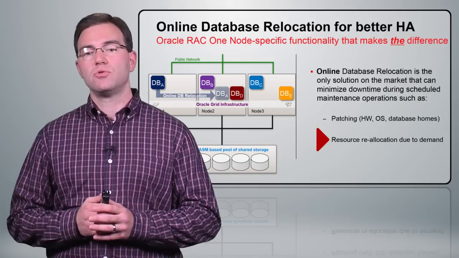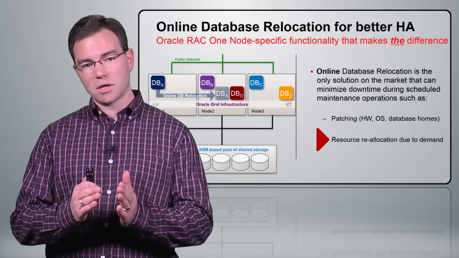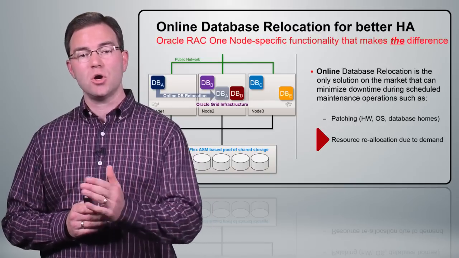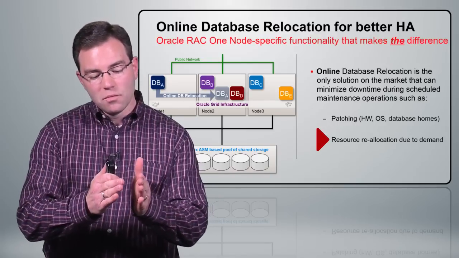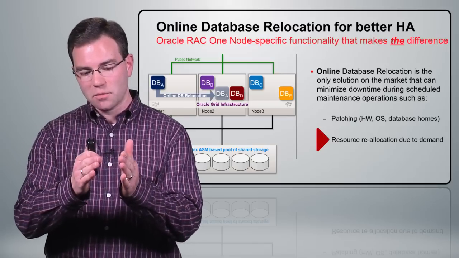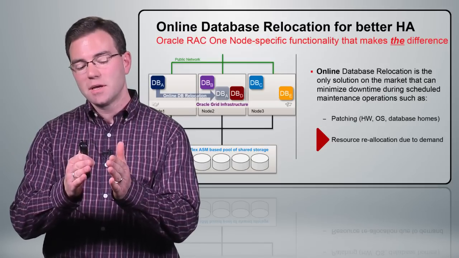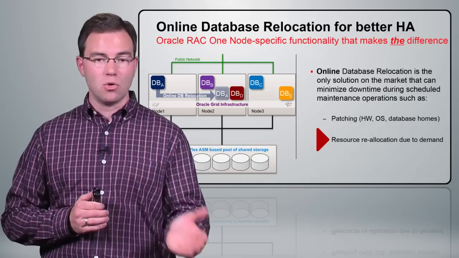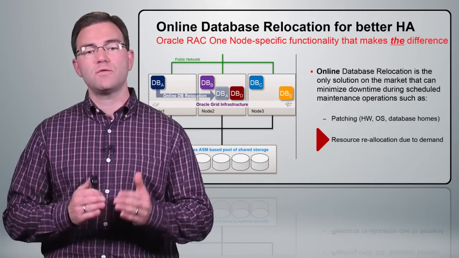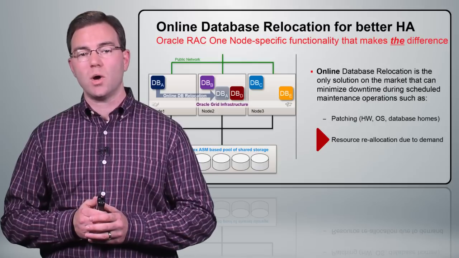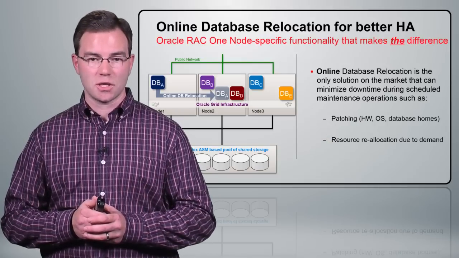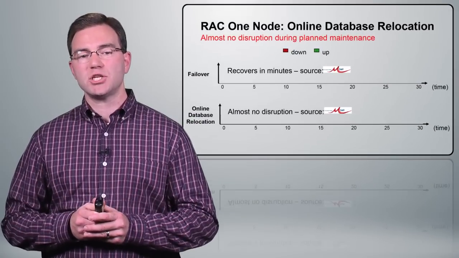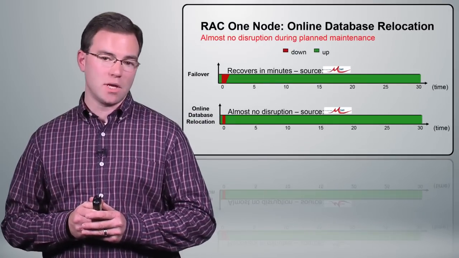Online database relocation allows Oracle to start a second instance of the Oracle RAC One Node database on a second node in the cluster, relocate workload that's running in the previous instance or current instance, and then shut down this instance. And you can do this either for patching in a rolling fashion, or because you need to free up resources, in my case here on node 1, for other applications to use this cluster node. Online database relocation has virtually no impact on the application.